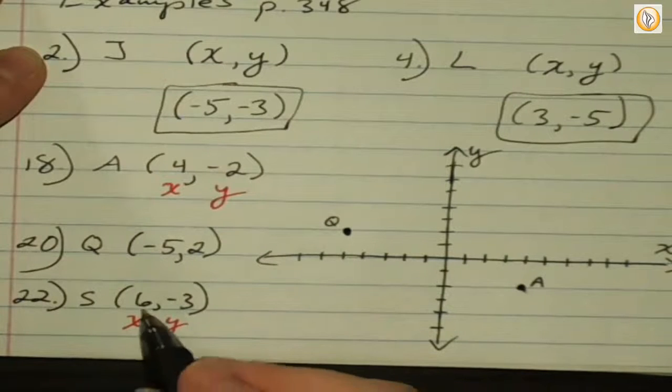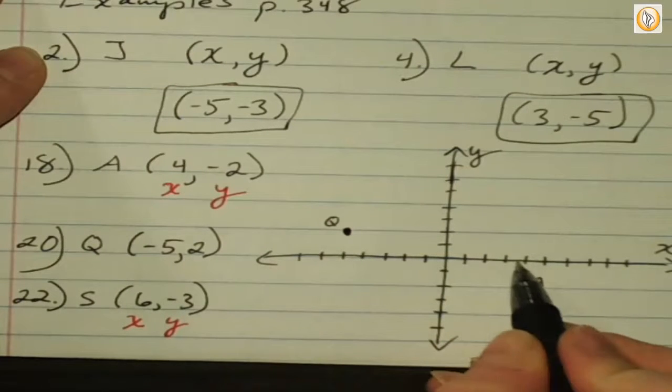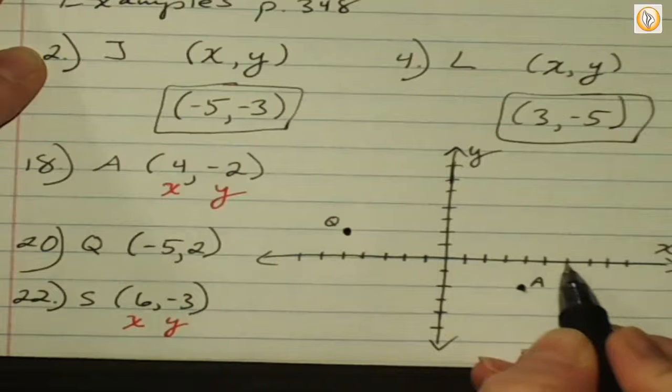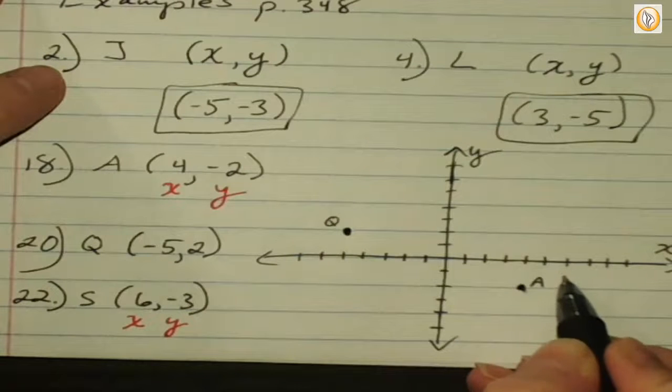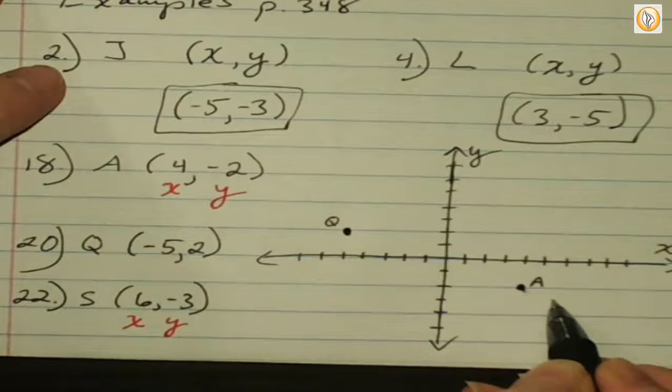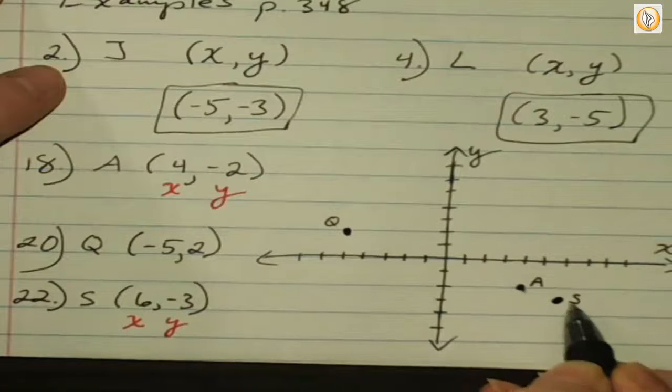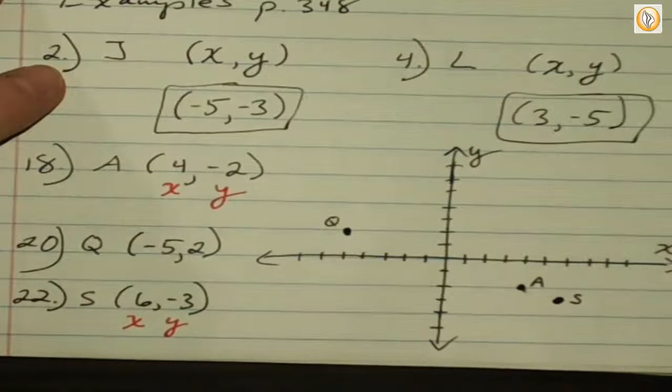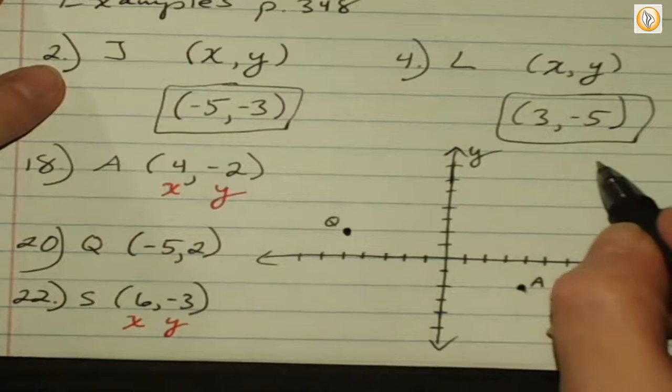Yep. So plus 6, 1, 2, 3, 4, 5, 6, and then minus 3, 1, 2, 3. Good job. You can erase it. Good job. Let's do another. I'm going to write it right here.